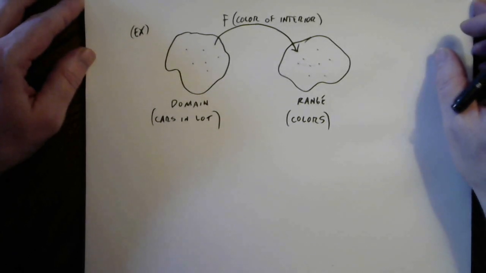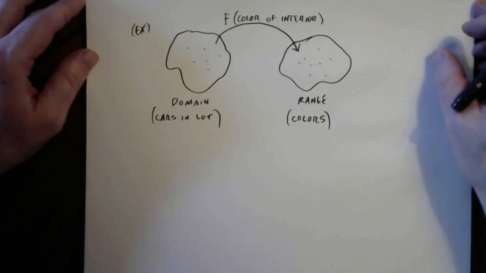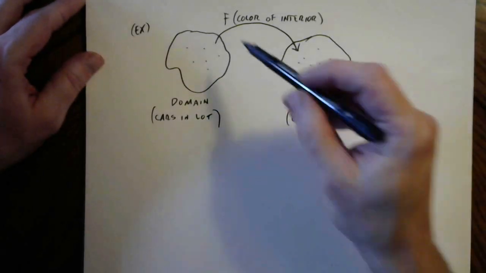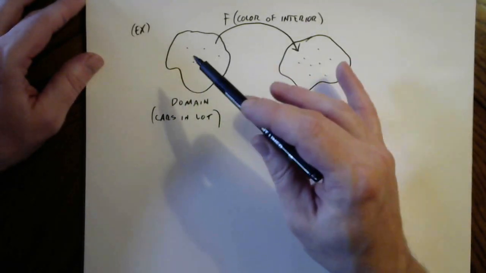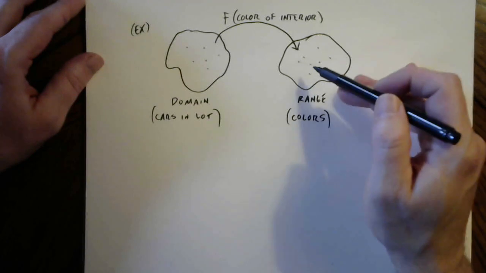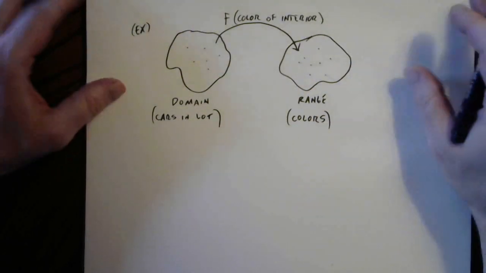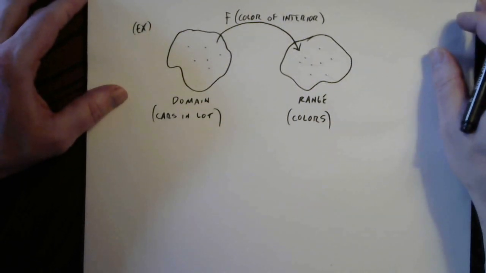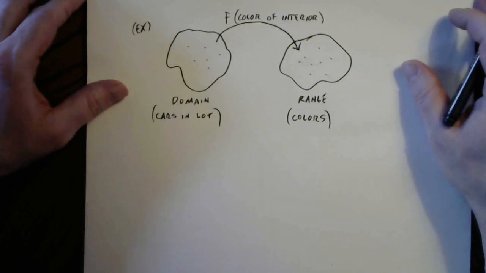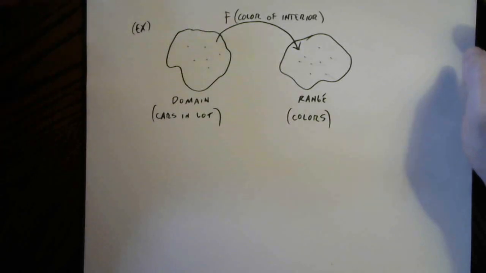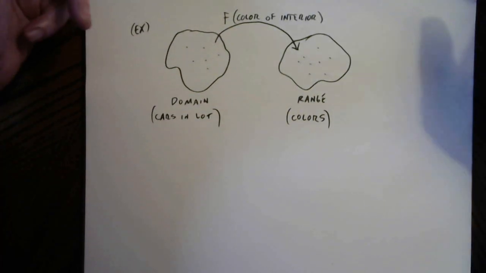So I go out and pick some random car, look inside, it's got a white interior. Well, this function is going to say this car goes to white. It seems kind of silly because it is. Like I said, we're going to work with numbers, so it'll be a little less abstract. But I want to go back to the definition because we left something out.